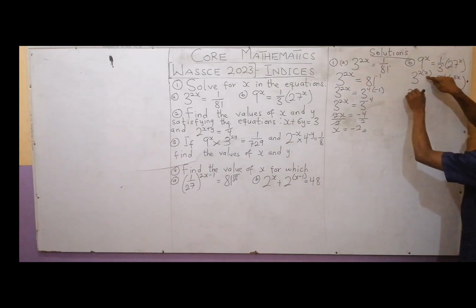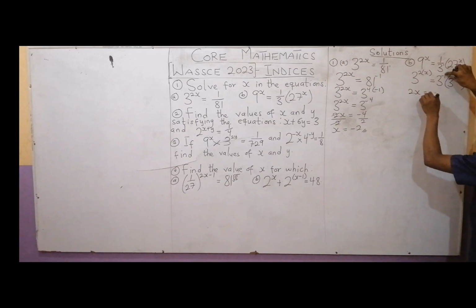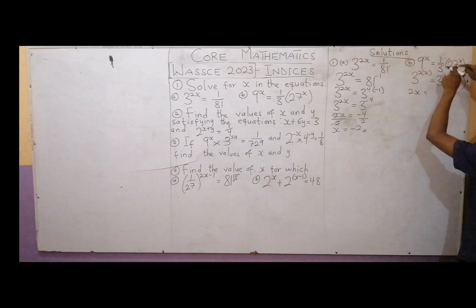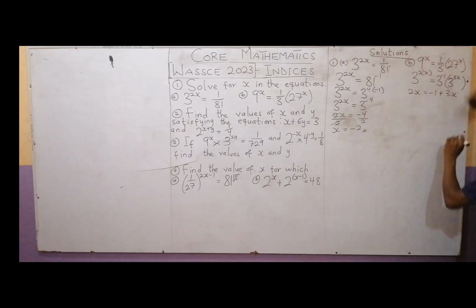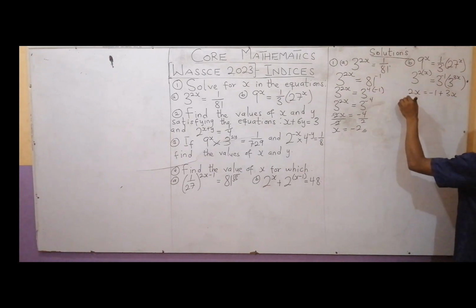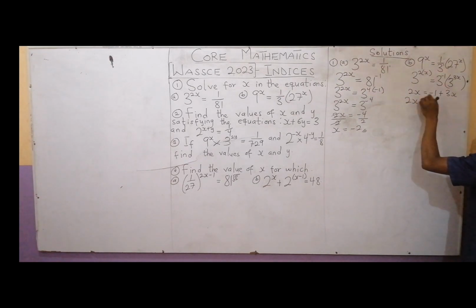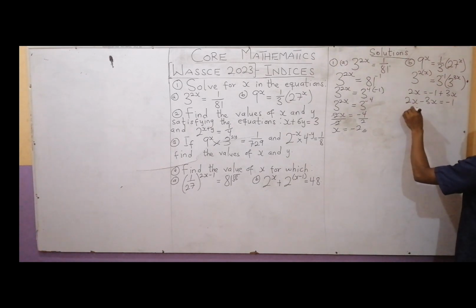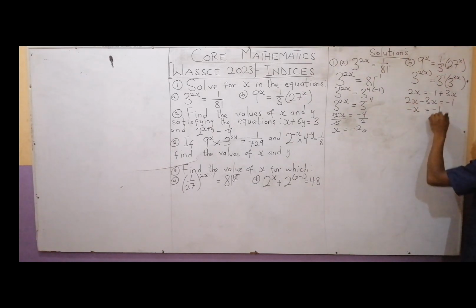2 times x gives 2x. So we have the same bases, they are multiplied, so we equate the powers. So negative 1 plus 3x. Now we group like terms. So 2x minus 3x is equal to negative 1. 2x minus 3x gives negative x is equal to negative 1.